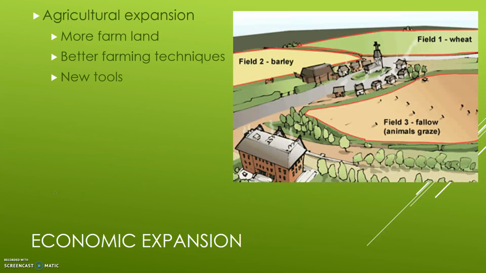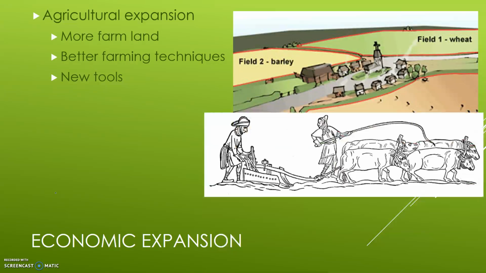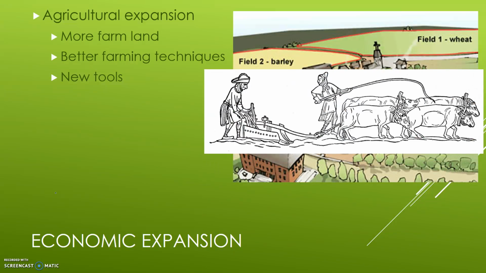Additionally, new tools, water mills, heavy plows as well, better plows. Not only better plows for oxen, but also the horseshoe and the horse collar. It leads to a greater output. It allows beasts of burden to work for longer periods of time. It puts more of the pressure on their shoulders and their chests as opposed to choking them around the neck. It also leads to an increased output for transportation as well.